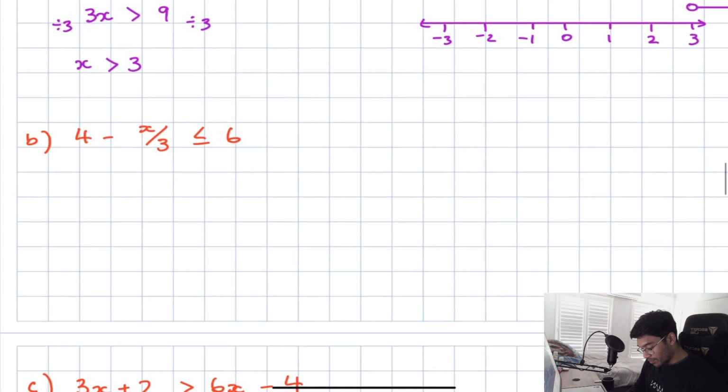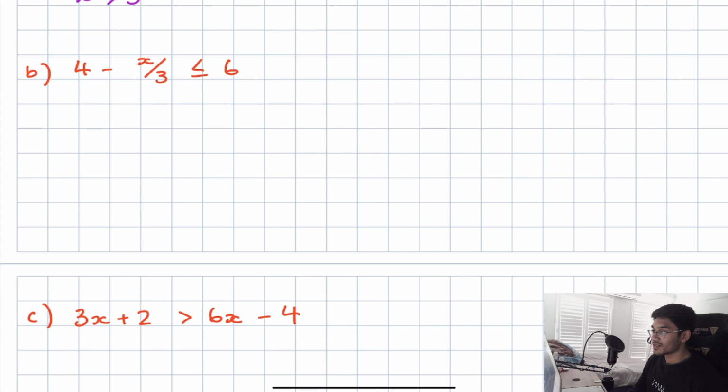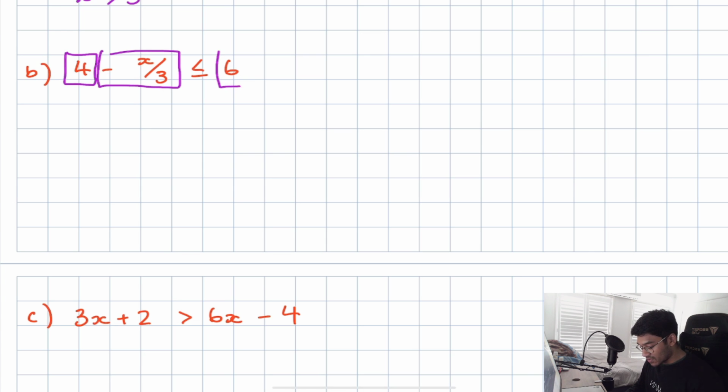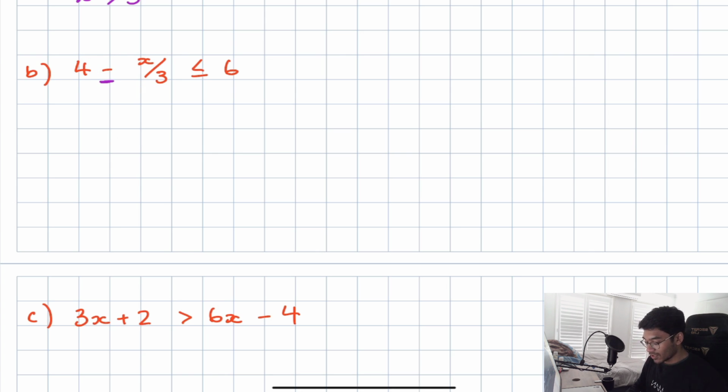Now doing the next one. B, 4 minus x divided by 3 is less than or equal to 6. So I have a positive 4 here, I have a negative x on 3, and I have a positive 6. It's really important that you guys see that the negative, or that minus, is part of this one here, just because it'll help us out. So just like before, my first step is I'm going to get rid of this positive 4. How I get rid of a positive 4 is a minus 4 on both sides. So minus 4 here, minus 4 here. Left with negative x on 3 is less than or equal to 2.